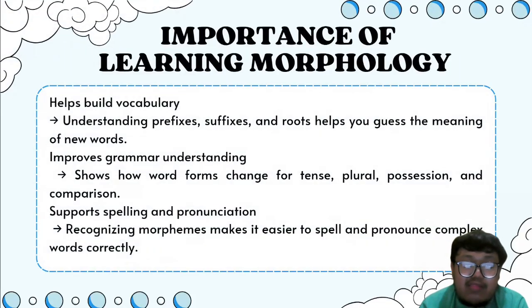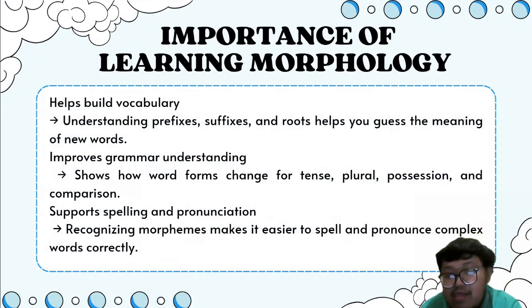After learning all of that, now we know about the importance of learning morphology. Learning morphology helps build vocabulary. Understanding prefix, suffix, and root helps you guess the meaning of new words. It helps improve grammar understanding, showing how word forms change for tense, plural, possession, and comparison. It supports spelling and pronunciation. Recognizing morphemes makes it easier to spell and pronounce complex words correctly.